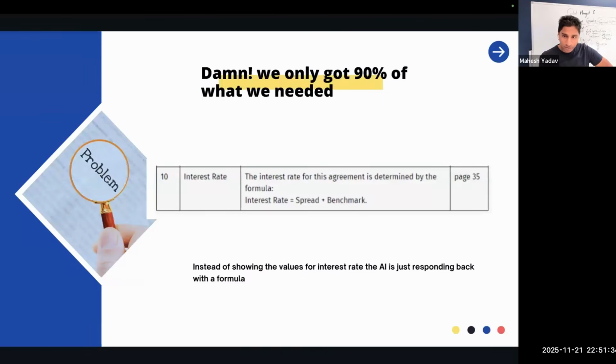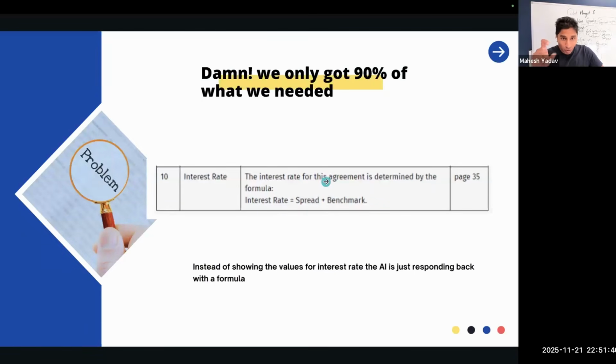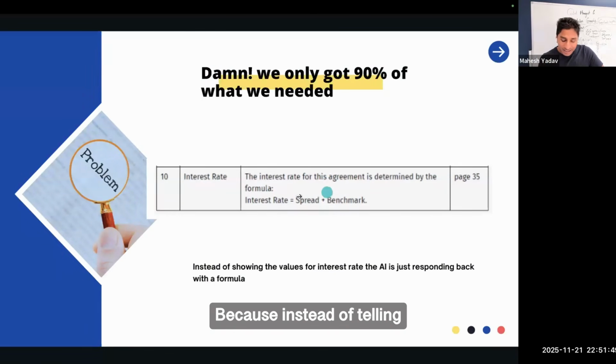But the night before the demo, we looked at the 10 terms and we found the interest rate. We asked the question, what is the interest rate? And instead of telling us what the interest rate is, it gave us the formula to calculate the interest rate, because that is what the model believed the interest rate to be.